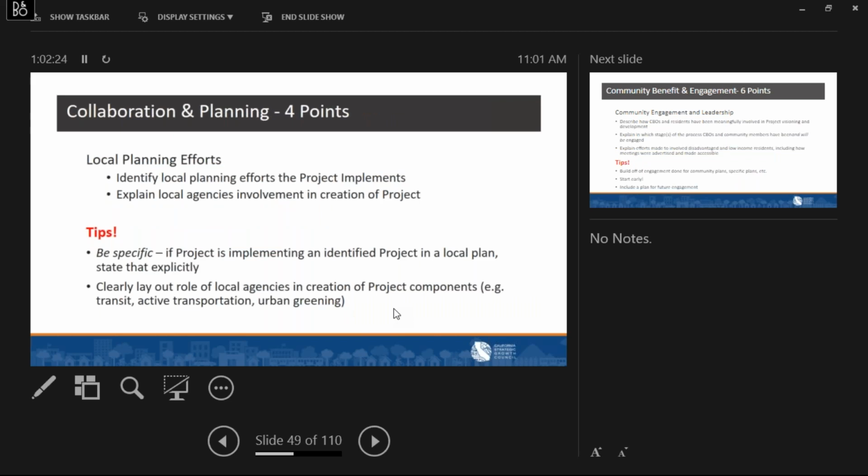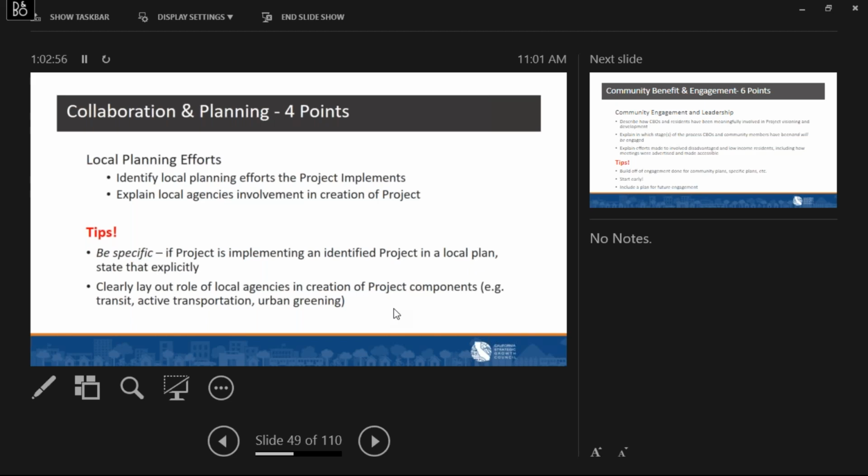So this first category is collaboration and planning. The goal here is to identify local planning efforts that the project will be based off of, and also explain the collaboration between local agencies that were involved in creating the project, and describing the role they had in envisioning the project across each of its different components, and what the collaboration in that process was that led to the development of the project.